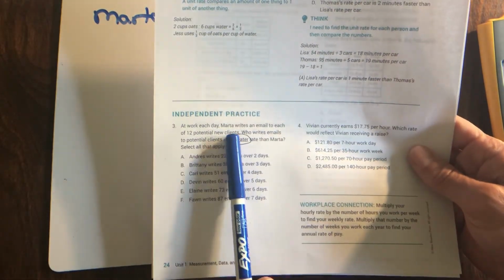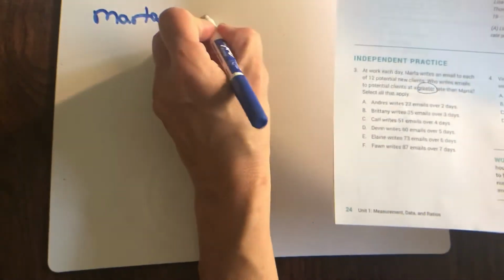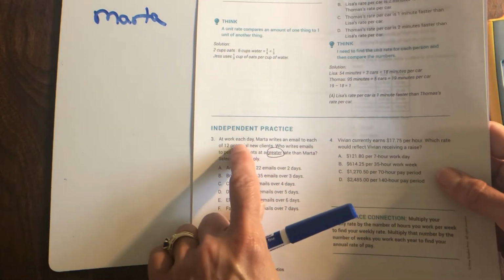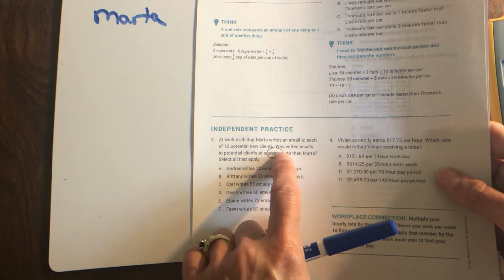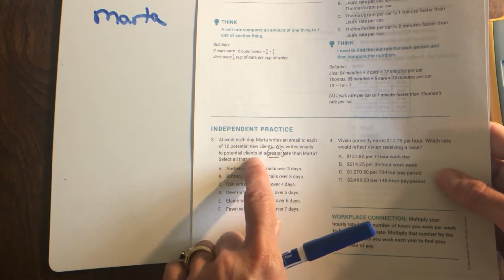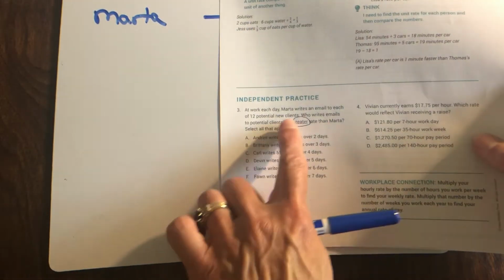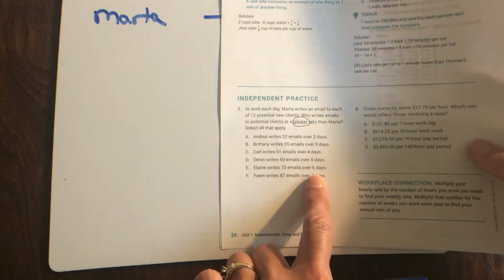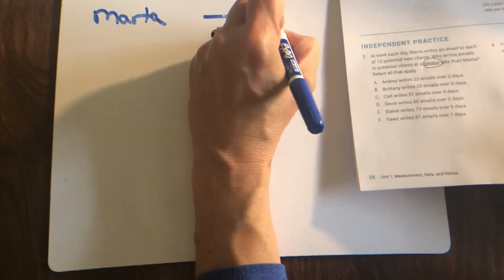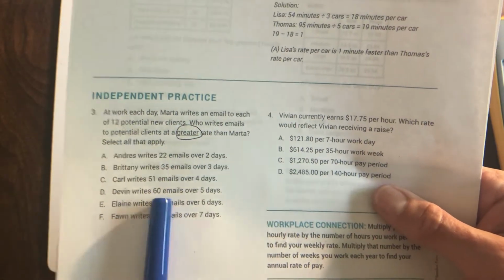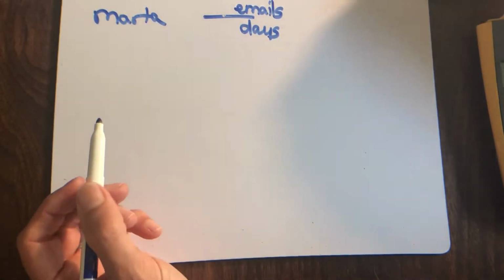Okay, Marta, and we want to know the rate. First of all, we've got to know how are we going to set this up as a division problem? And it says, at work each day, Marta writes an email to 12 potential new clients. Who writes emails at a greater rate than Marta? So we need some common sense here, that you're going to need your emails compared to your days. And if you look at your answers, it does kind of help you see that your rate may be in that order. So we need to know that before we can set it up.